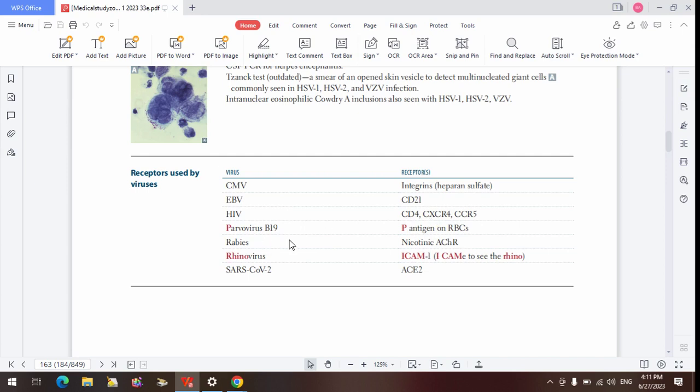Parvovirus B19. We said yesterday that it affects precursor red blood cells. It binds to the P antigen on those precursor red blood cells to gain entry into them. So you can remember from the name: Parvo, P antigen on the red blood cells.